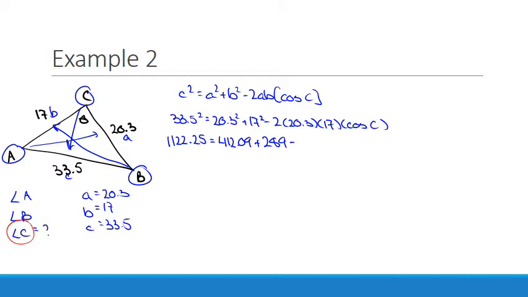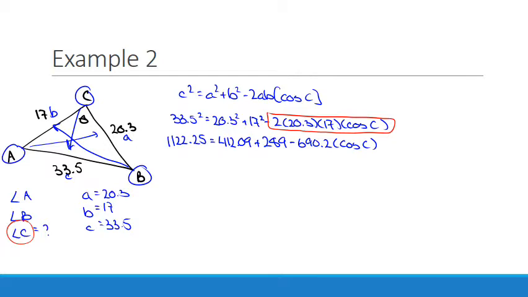Again, we've got to put these things together, right? Or as much as we can. We don't know what the side or angle C is, so I can't go all the way. But I end up getting negative 690.2 times my cos C. So meaning 2 times 20.3 times 17, I'm sorry, is 690.2.